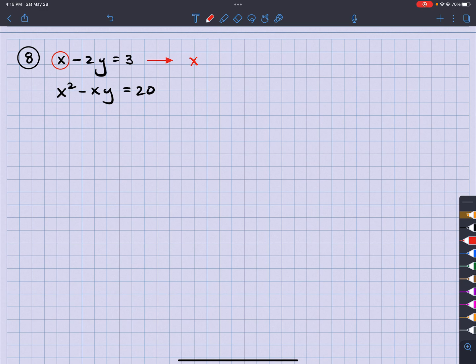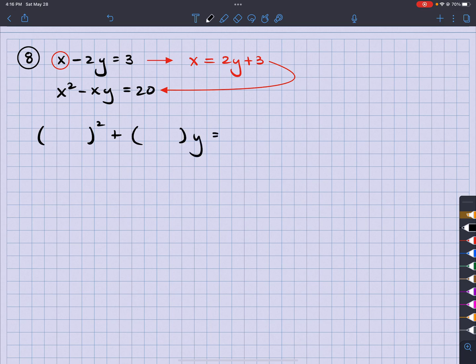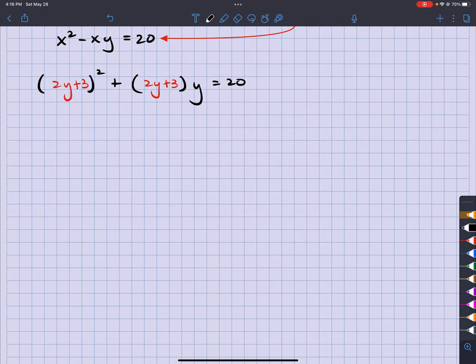I'm going to move the 2y over to the right, so x is now equal to 2y plus 3. I'm going to take this and plug that into this equation here. Okay. So everywhere that there is an x, I'm going to replace it with 2y plus 3. So this is going to be x squared minus x times y equals 20. So I'm going to replace it with 2y plus 3. All right, with that being said, that means I've got to make sure that I FOIL on the first one, which means I'm going to get a 4y squared plus 6y plus 6y plus 9.